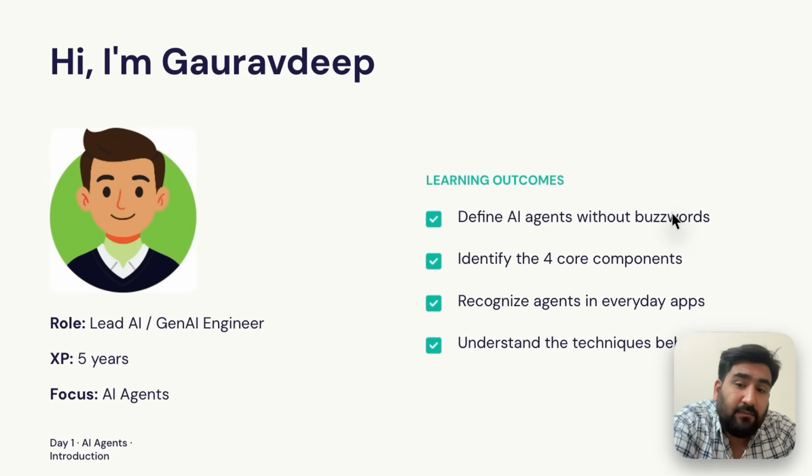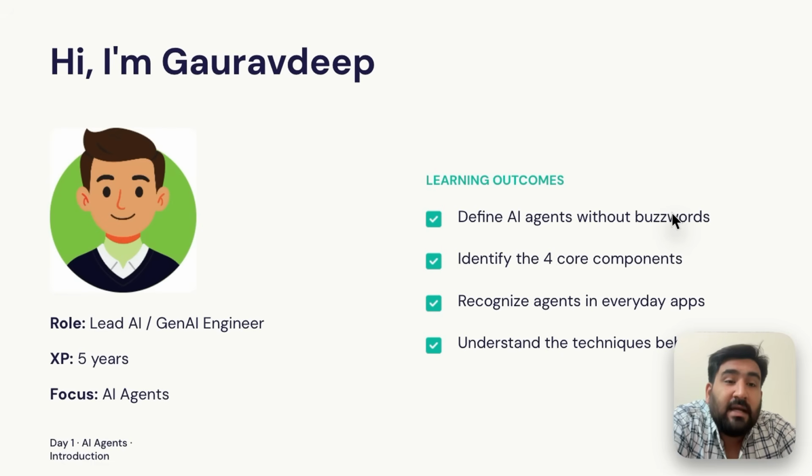You will be able to identify the four core components of how AI agents work. So these four will be the core idea of how AI agents are supposed to work. You will be able to recognize agents in everyday apps. You'll be a little annoyed at how obvious they were, but then you will realize, oh, so whatever I look at and work with are AI agents everywhere. And you will understand the techniques behind them. So that is interesting. If by the end you cannot do any of the four things, do let me know because I'll fix it.